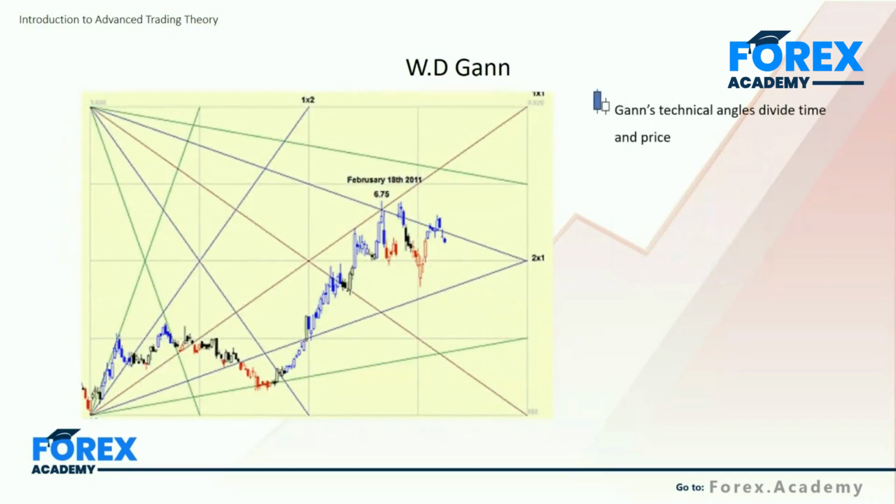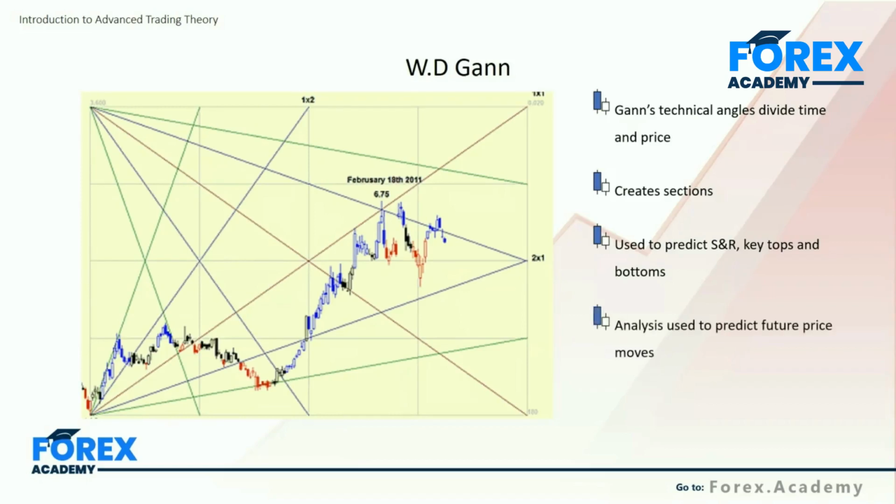Now, Gann's technical angles essentially divide time and price. What this does is it creates sections in the chart. This allows the user or the analyst to predict support and resistance levels, as well as identify key tops and bottoms. In other words, points where the trend is changing or market sentiment is shifting, to refer to it another way. The analysis is also used to predict future price moves. And the Gann fan, as we mentioned earlier, is one of the more popular tools that is used by Gann traders and is extensively applied.